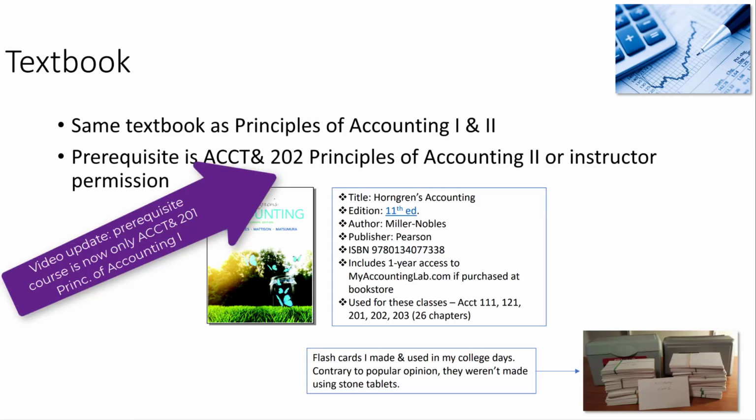We'll be using the same textbook we use for Principles of Accounting 1 and 2. This book is also used for Intro to Accounting 1 and Intro to Accounting 2. We'll also be using Myaccountinglab.com for homework and tests. More on that later, but if you buy the book new from the college's bookstore, you get 12 months of access to Myaccountinglab.com. Of course, if you had Principles of Accounting 1 and 2 with us here at this college, you won't need to buy another book. You'll just continue to use the same book and Myaccountinglab.com access. And obviously, since this is Principles of Accounting 3, the prerequisite is Principles of Accounting 2 or instructor permission.